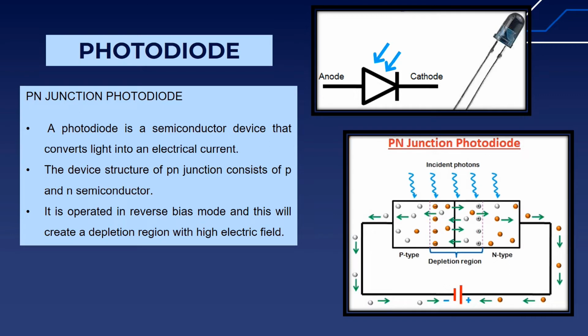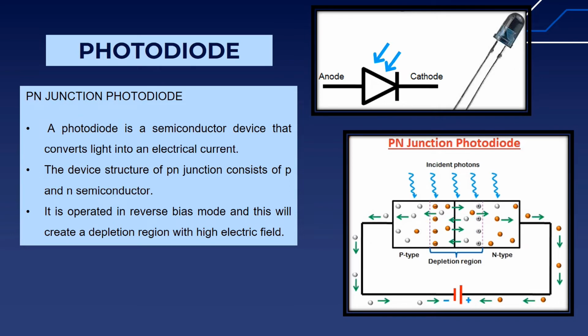The figure here shows the symbol of a photodiode, which is similar to the normal PN junction diode except that it contains arrows striking the diode. The arrows striking the diode represent light or photons. A photodiode has two terminals, which are the cathode and anode.